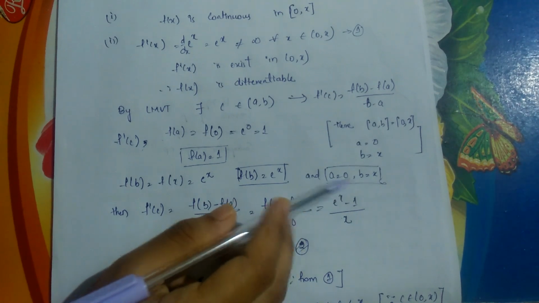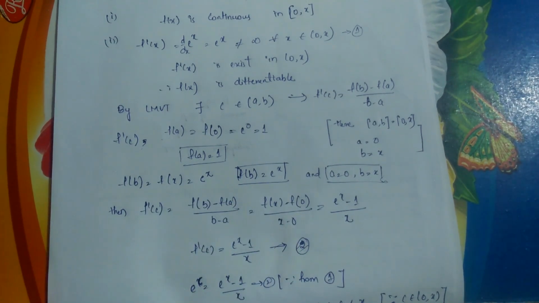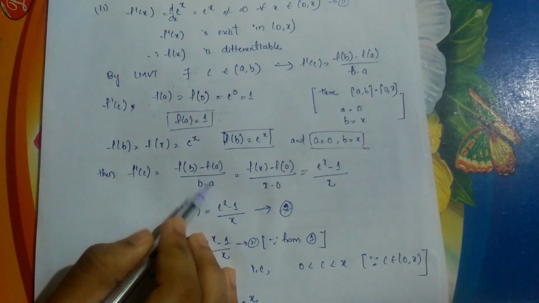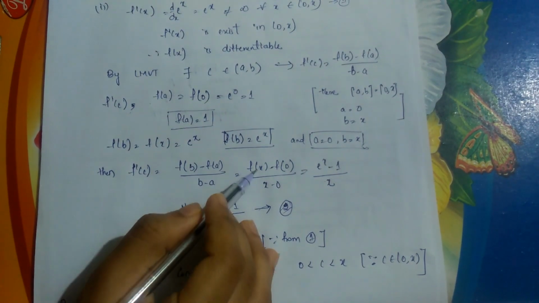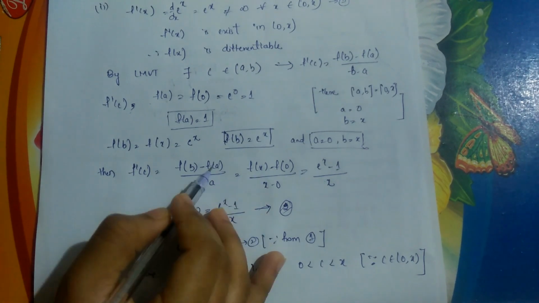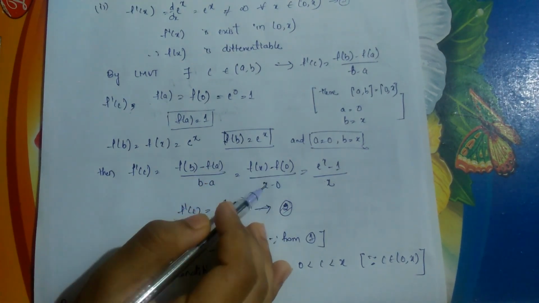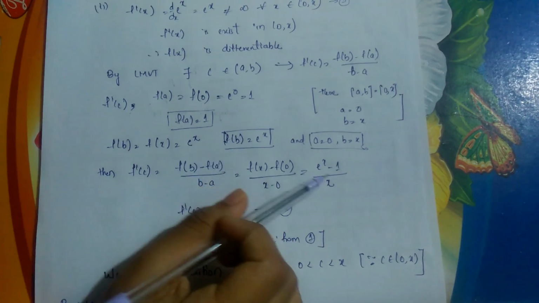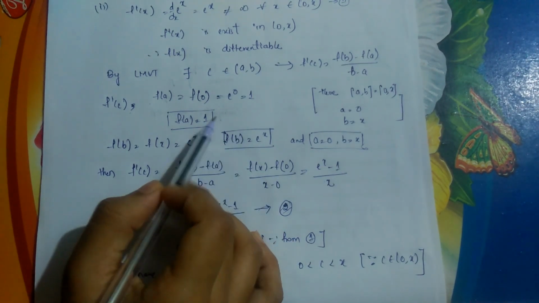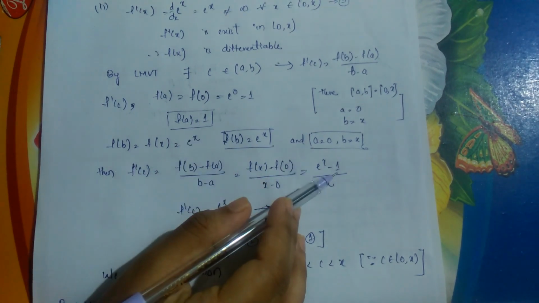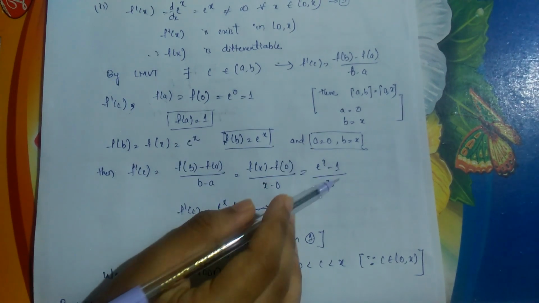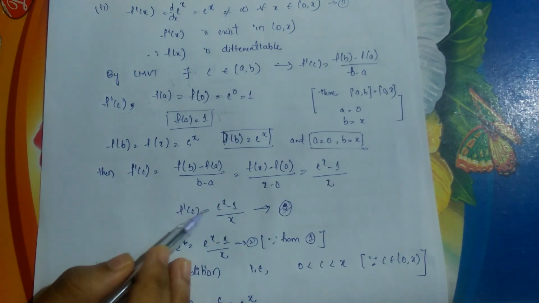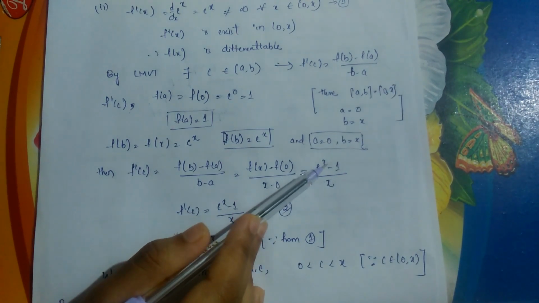Then f'(c) is equal to (f(b) minus f(a)) by (b minus a), and that equals f(x) minus f(0) divided by x minus 0. The f(x) value is e power x, and f(a), that is f(0), is 1, and x minus 0 is x. Then f'(c) is equal to (e power x minus 1) by x.